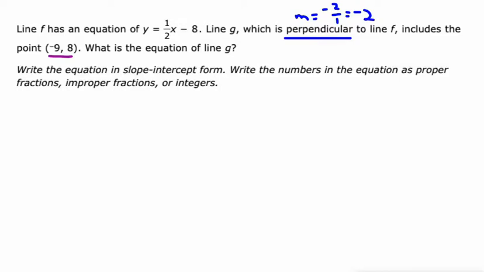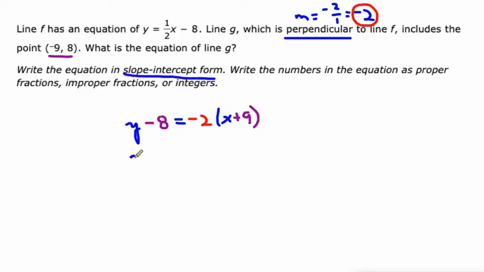So here we go. We'll do y minus this 8 here equals our slope, which is -2, times x. And we'll take the opposite of this -9, plus 9, because we're really subtracting a -9, so that's like adding 9. So there's our equation of line G in point slope, but they want it in slope intercept.